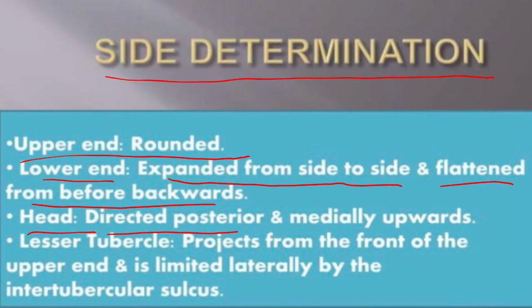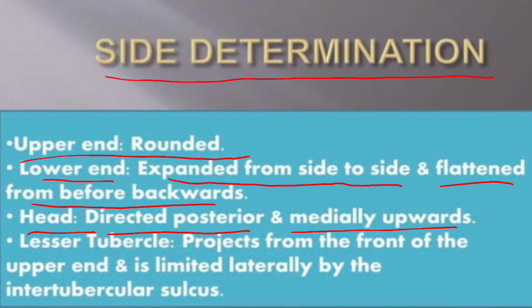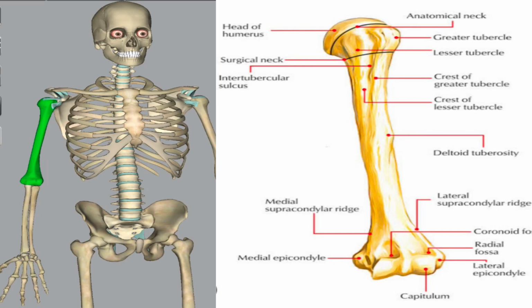Head is directed posteriorly, medially and upwards. Lesser tubercle projects from the front of the upper end and is limited laterally by the intertubercular sulcus.